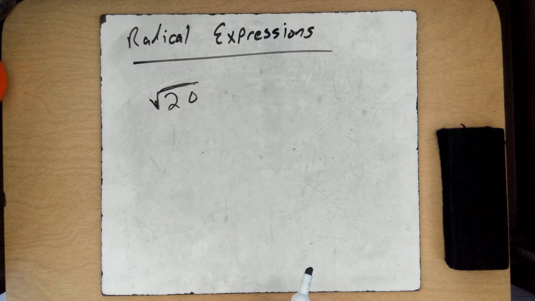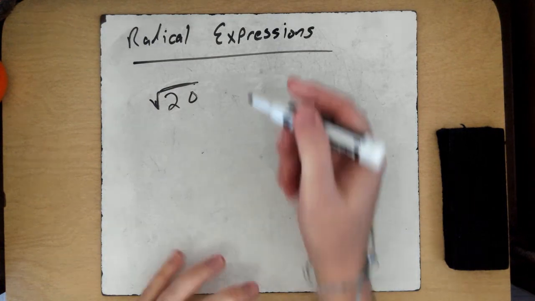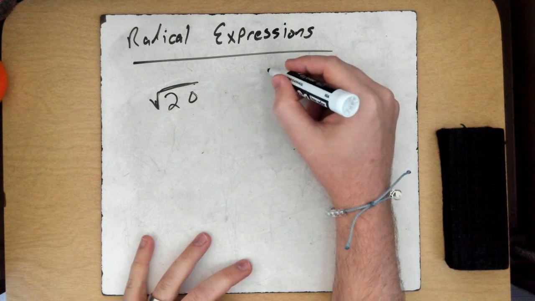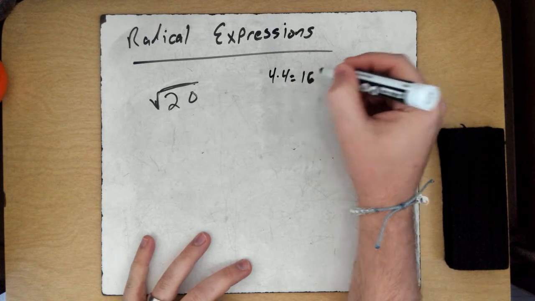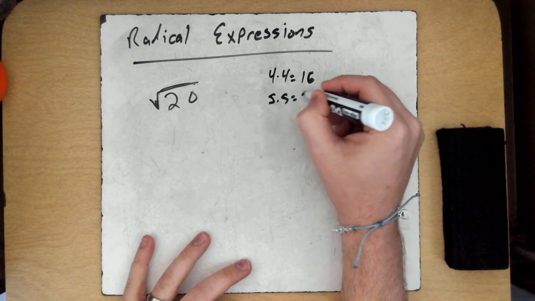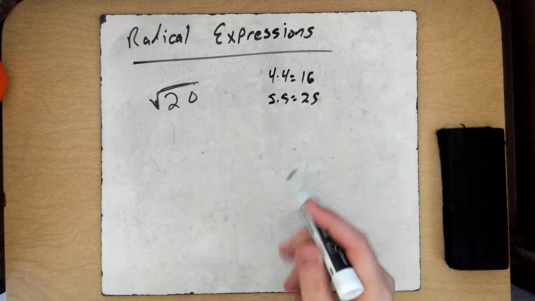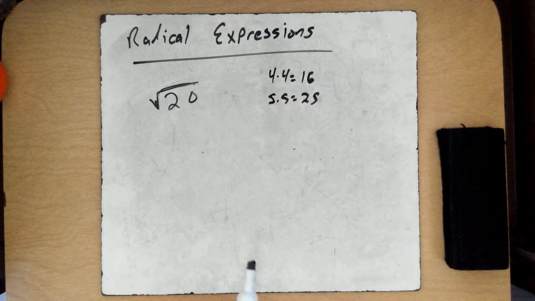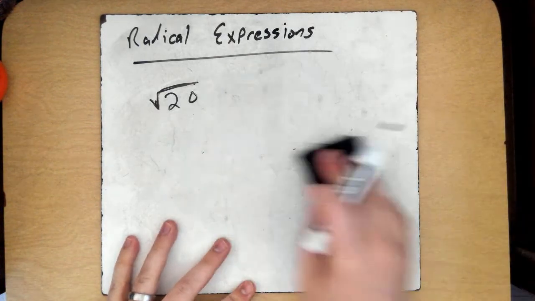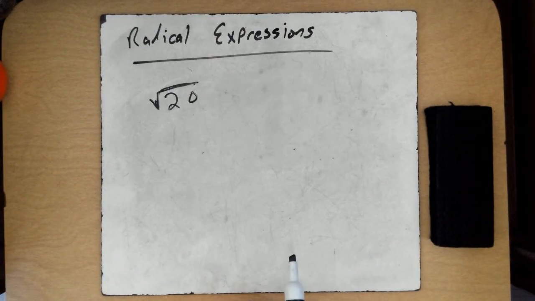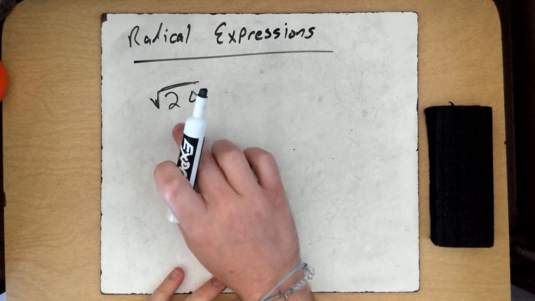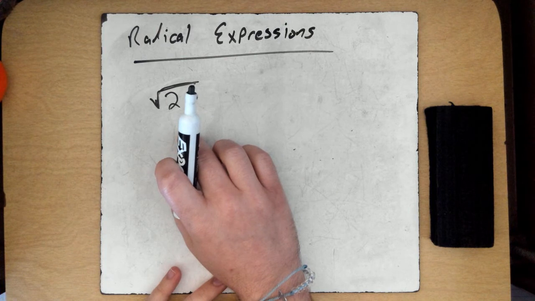of 20. Okay, so we know that 20 is not a perfect square. You cannot square root it to get a whole number, right? Because if you think about it, the closest ones are 4 times 4 is 16, and if you go one more, 5 times 5 equals 25. So it falls in between there, so we can't do that. But what we can do is break it down into two numbers which both multiply to 20, and one of those numbers has to be a perfect square.